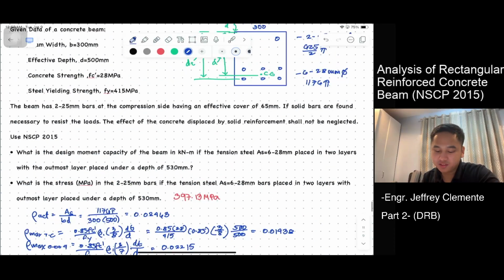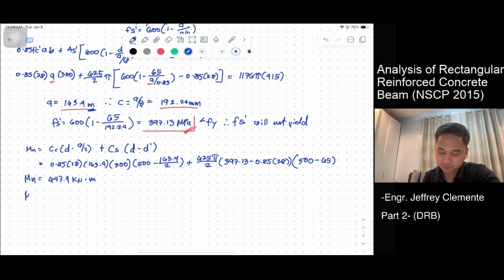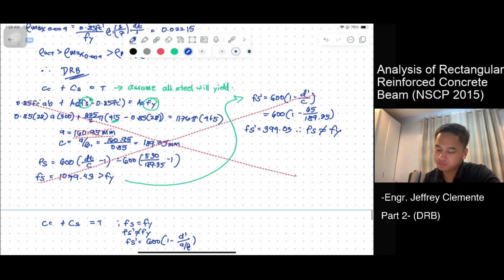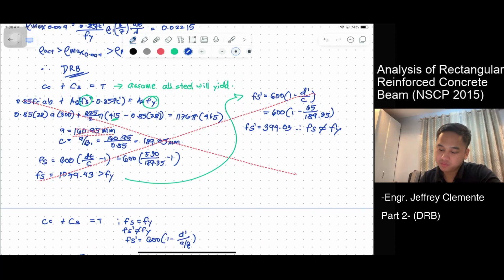So, is that the answer? No. Because the question is design moment capacity. So, that must be MU with factor. Diba? So, ang MU is just phi Mn. Question, what is phi? Go back to the sa part natin, we could see that FS natin, ang FS natin is 1,079. Eto, tama to. Diba? Why? Kasi, tama yung ginamit natin na assumption na yield yung bakal.